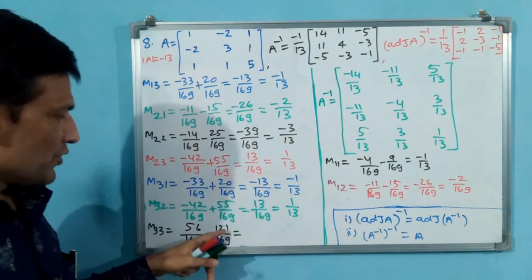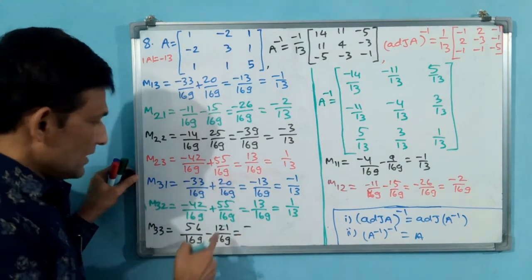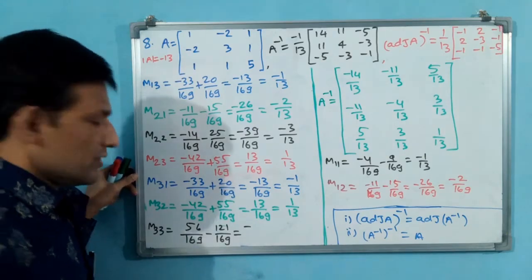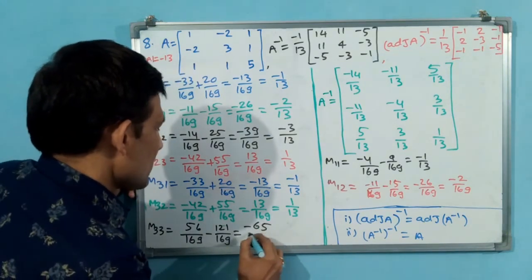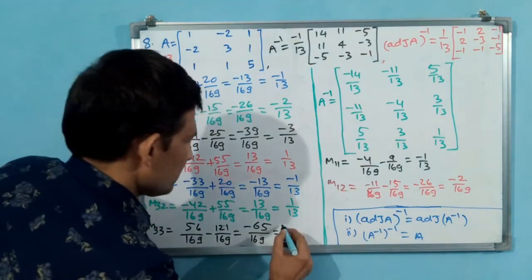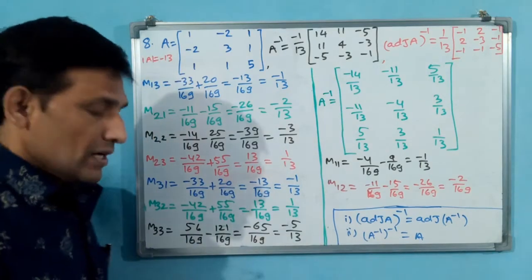You see, 121, minus is there, then you first keep minus. 121 minus 56 is 65. Minus 65 by 169. That means 13 fives are 65, minus 5 by 13. Is it okay?